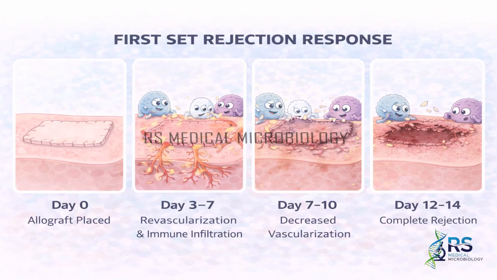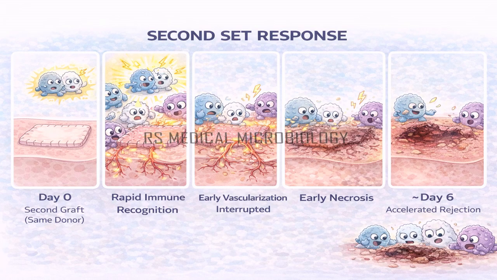Once the revascularization phase starts by 3 days, the immune response also starts. By 10 days, there is a decreased blood supply of the graft, and the complete rejection happens by the end of 2 weeks. So, this is called a first set rejection response. If we try the same graft again from the same donor, the rejection process will happen much faster, and the graft undergoes necrosis by the end of the first week itself. So this is called a second set rejection response.